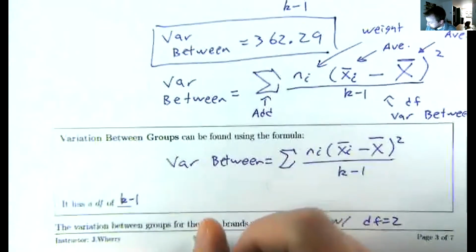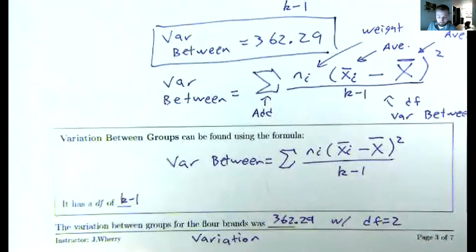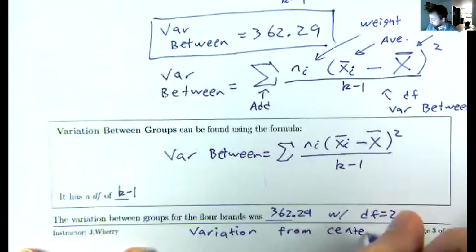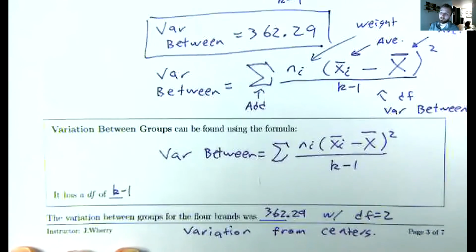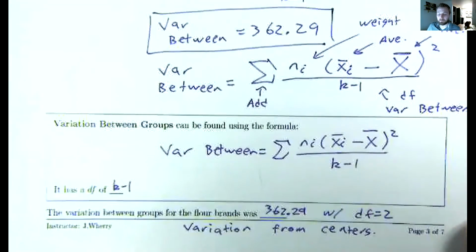This was the variation from the centers. You can think of this as the variation that your data has taken up just by comparing the groups. I need something to compare this to because 362, if this was a z-score, I'd be like, dang, that's a massive z-score. But I don't have a reference frame until I consider how big my boxes can be with respect to this amount of variation that I've taken.